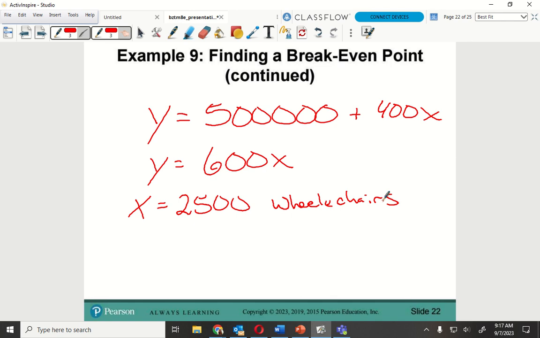I'm gonna have to sell 2,500 wheelchairs to make this work. I'm selling 2,500 wheelchairs. Now, when I sell 2,500 wheelchairs, the amount of money that I bring in is $1.5 million.